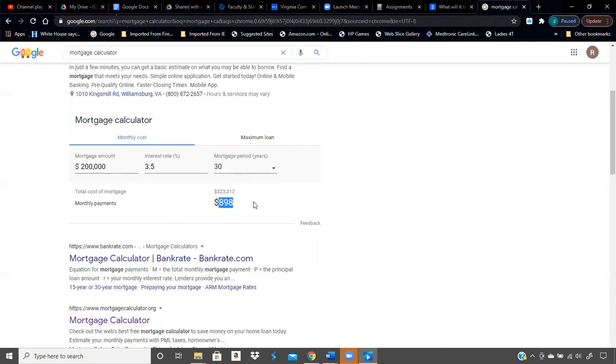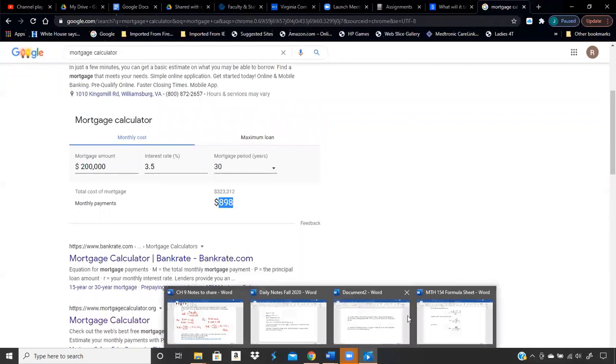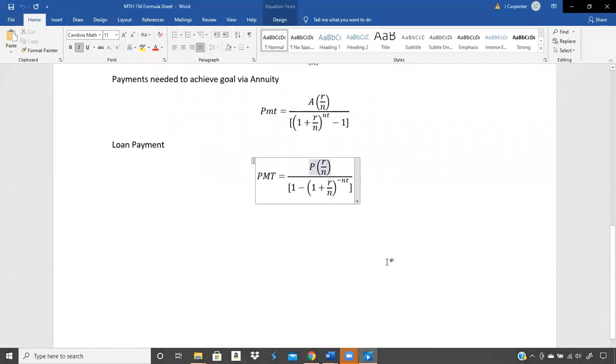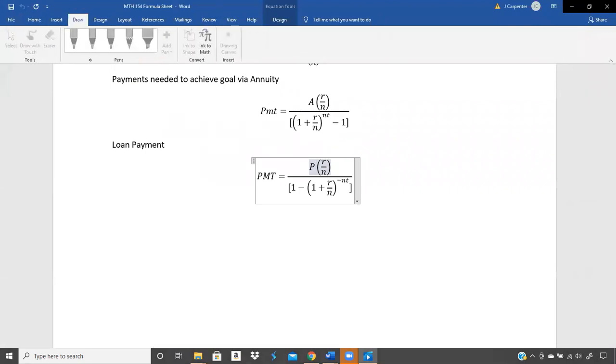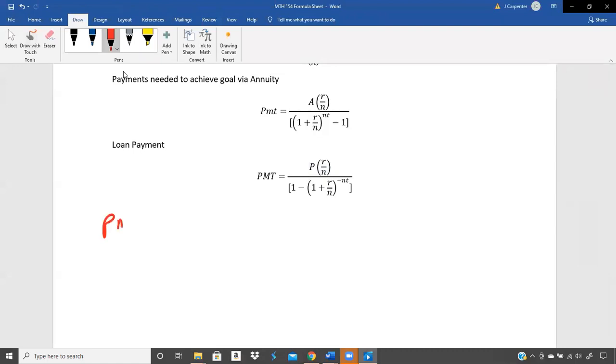So our monthly payment is $898. If you use the formula sheet, I will show you that it confirms that. So again, the P here is the 200,000. The R is the 3.5%, which is 0.035. The N is 12, and the T is 30.